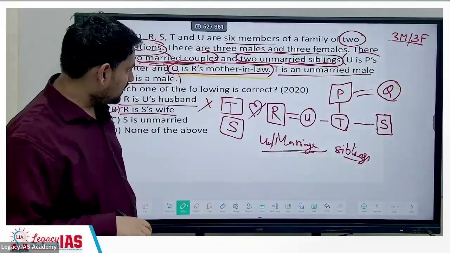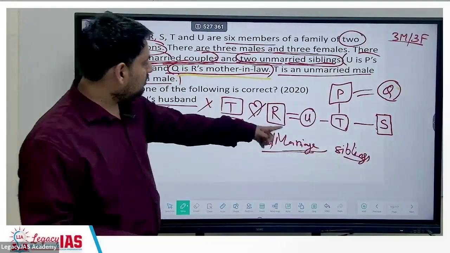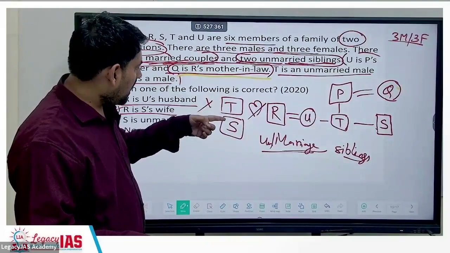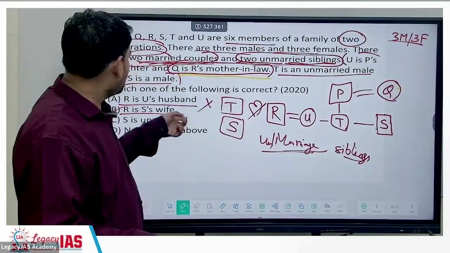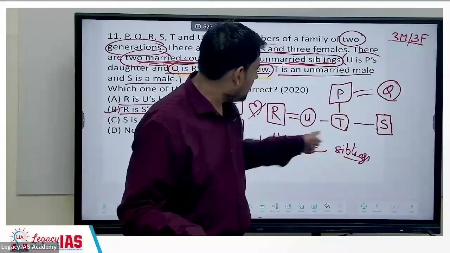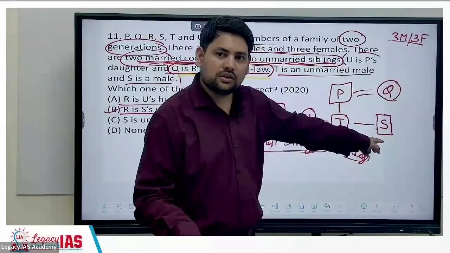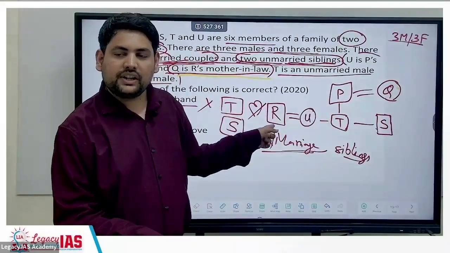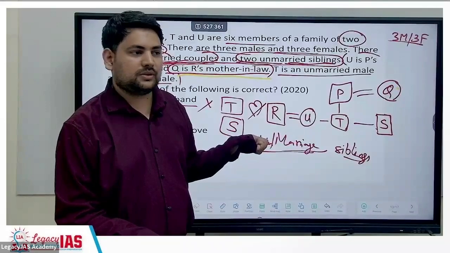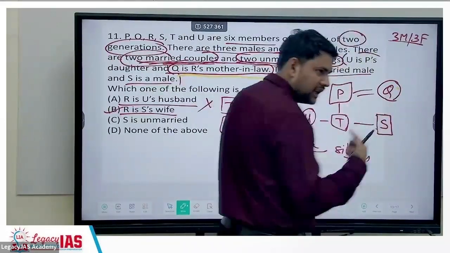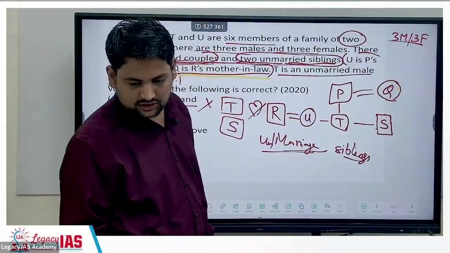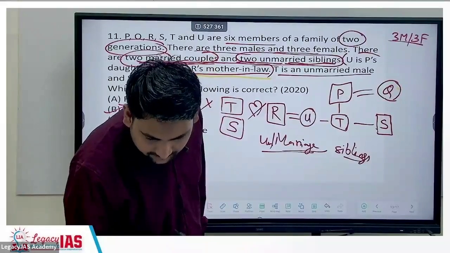See, in this there are two unmarried siblings, that's fine. Two couples, and it says Q is R's mother-in-law. That's fine. Two married couples, two unmarried. But there are four males now: 1, 2, 3, 4. And we have three males and three females. That's why this diagram is not possible. That's why the place we left to make the mother-in-law, we have to fill that with a male only. Understood?